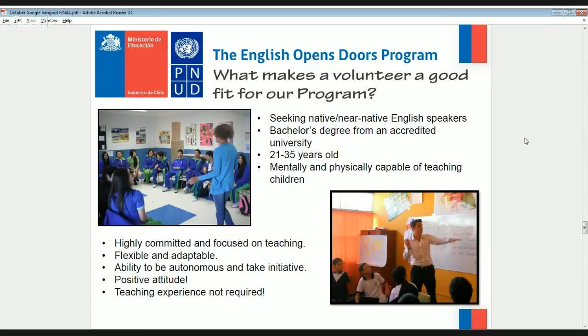We've also found that our most successful volunteers balance the ability of being flexible and adaptable with also simultaneously being able to be autonomous and really take initiative. So identifying what the need is in the school community and figuring out how you can fill that void. And then for us too, we also look for those that have a positive attitude and a willingness to be open to this experience. A positive attitude really goes a long way.